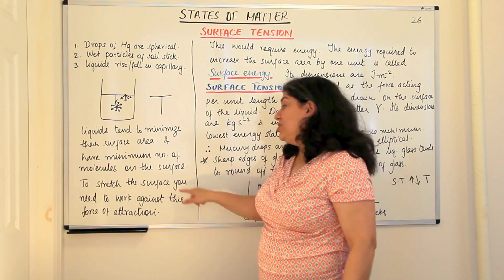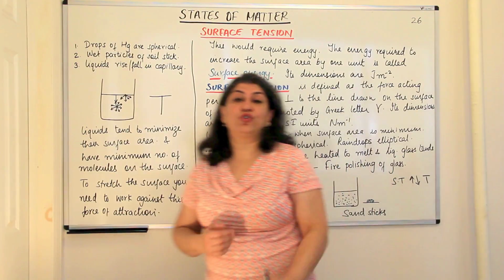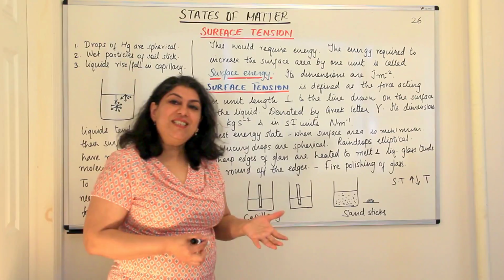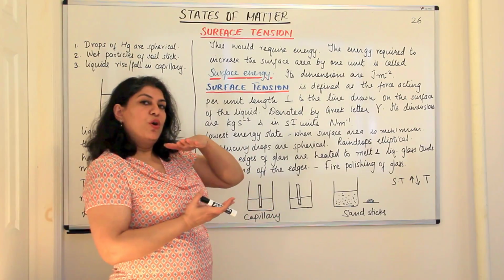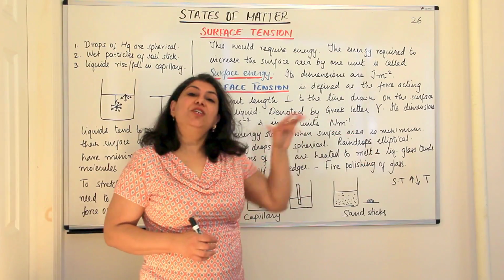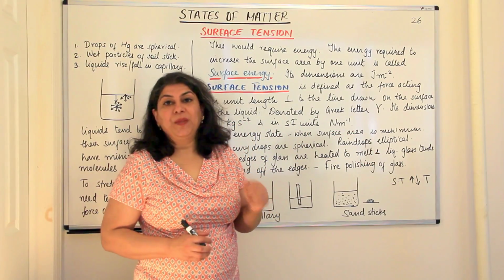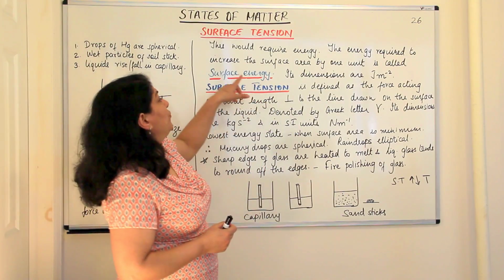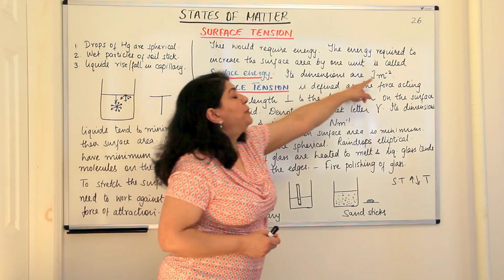So to stretch out the surface, you will have to work against this force of attraction. So this would require energy, and this energy which is required to increase the surface of a liquid by 1 unit is known as surface energy. And what would the unit of this energy be? It would be joules per meter square.